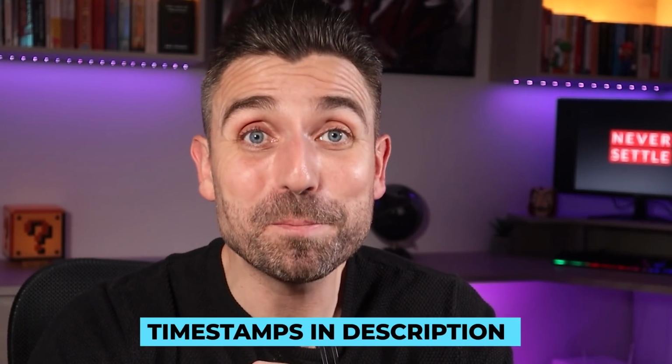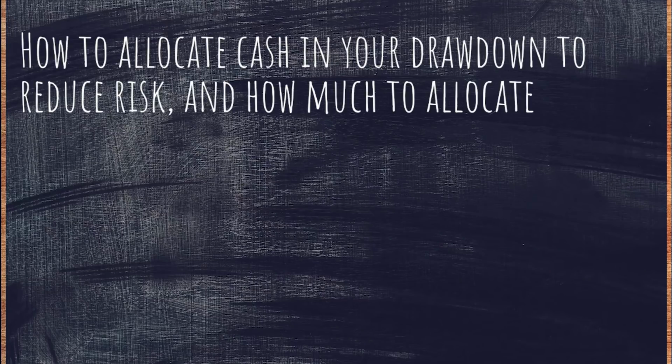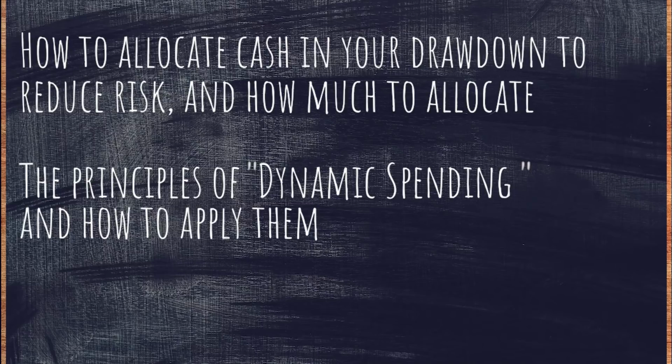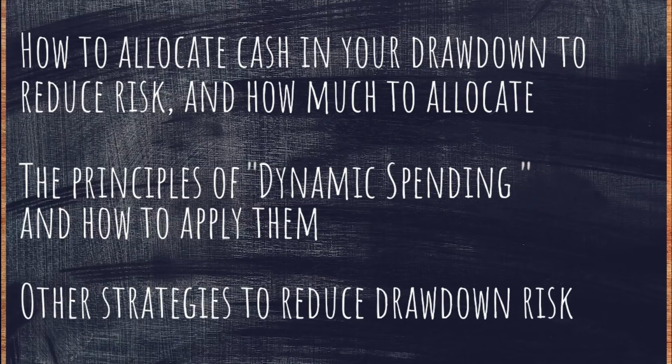So in today's video, building on the previous episode in this series, which focused on how to invest your pension drawdown, we're going to be looking at the following, all of which are in the timestamps in the description below. How to allocate cash in your pension drawdown to reduce your risk and how much to allocate, the principles of dynamic spending and how to apply them, and some other strategies to help reduce your drawdown risk.